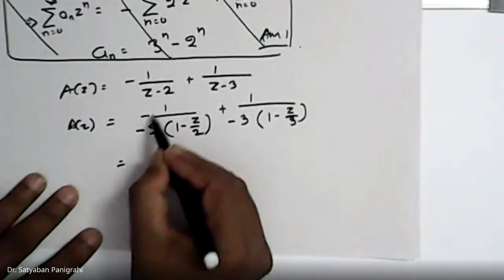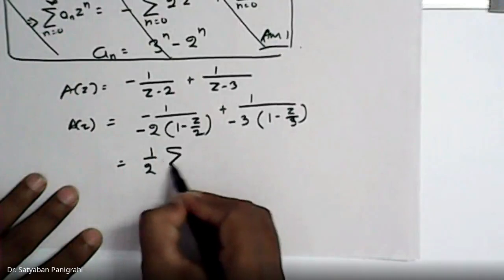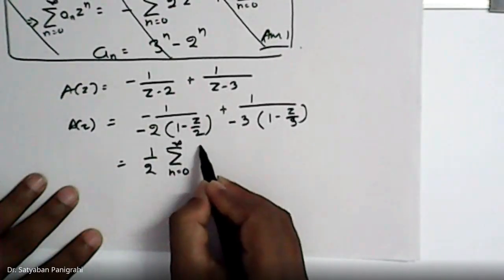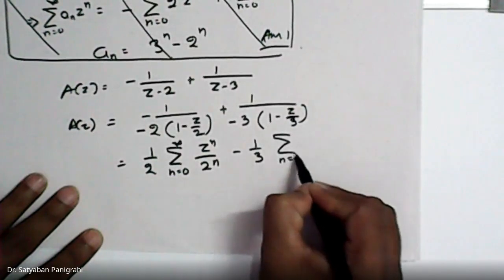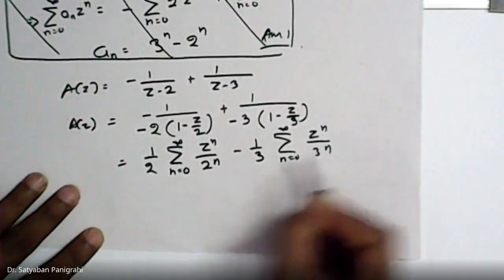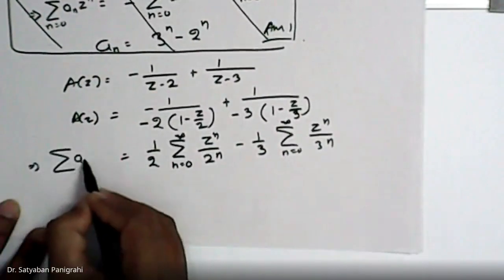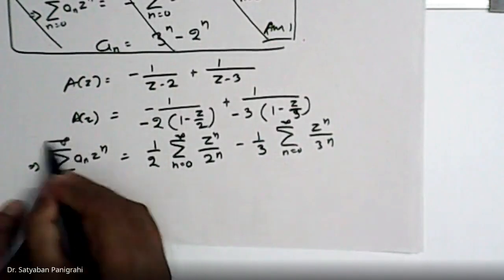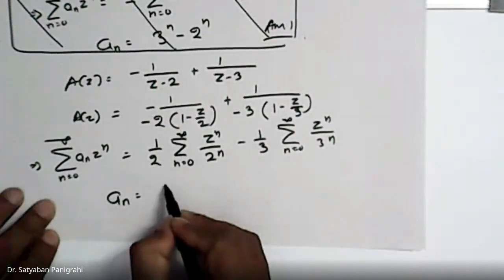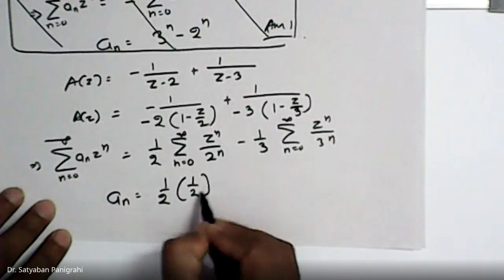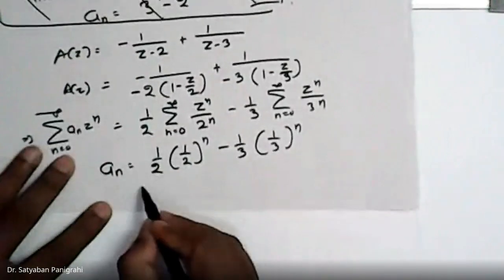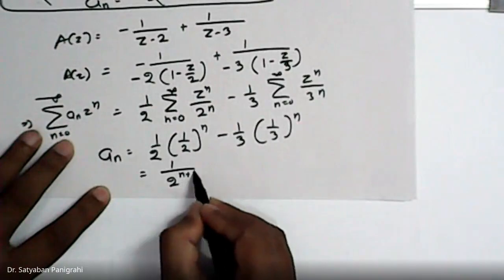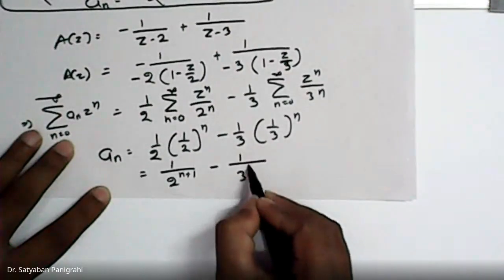So now you can write minus 1 by 2 summation n from 0 to infinity z to the power n by 2 to the power n. Here minus 1 by 3 summation n equal to 0 to infinity z to the power n by 3 to the power n. Now comparing with this, I can have a n equal to how much? 1 by 2 to the power n minus 1 by 3 to the power n, or simply you can write 1 divided by 2 to the power n plus 1 minus 1 divided by 3 to the power n plus 1. This is the answer, not this one.